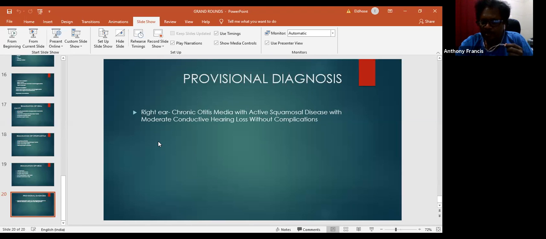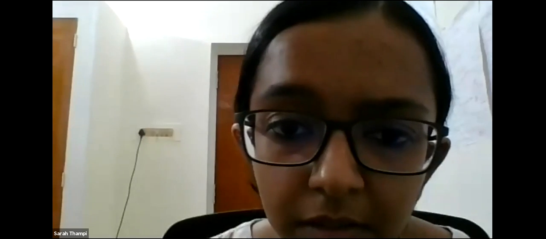So to do a radical mastoidectomy or a modified radical mastoidectomy, you got to check the patient for audiological findings. Okay, so you do a pure tone audiogram. Then? Sir, then radiological investigations. Okay. What radiological investigations do you do? X-ray mastoid. X-ray mastoid is called what?